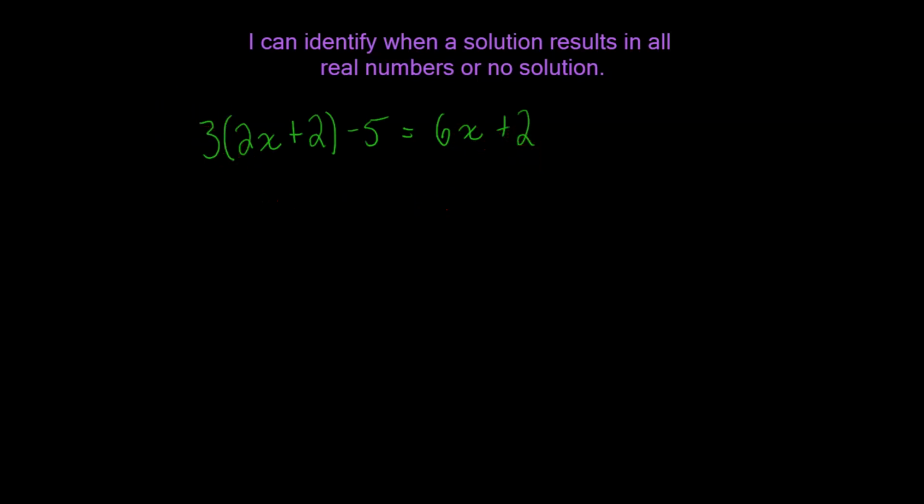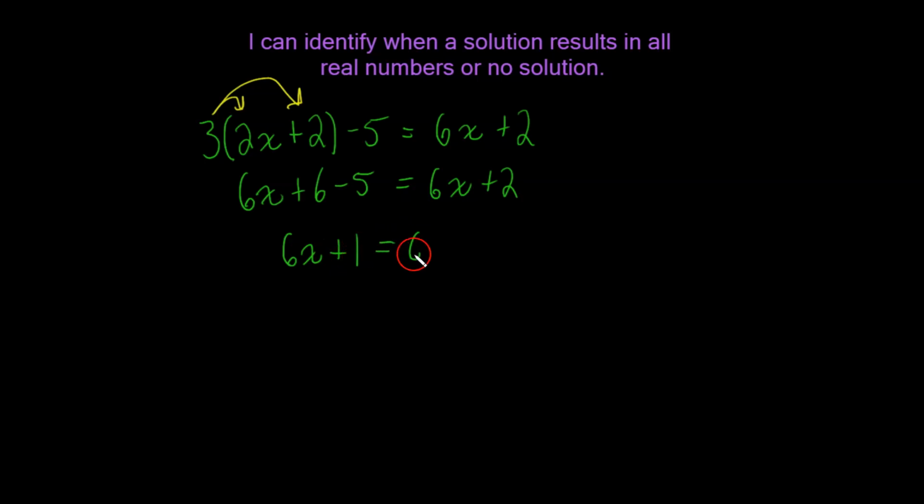So the first thing that we need to do is distribute this 3 into both the 2x as well as the plus 2. So that gives us 6x plus 6 minus 5 equals 6x plus 2. On this left side here we have two constants, so we can combine like terms. So we get 6x, and 6 minus 5 is 1, so it's a positive 1. So 6x plus 1 equals 6x plus 2. And technically we could stop here and we'll come back to that, but I'm going to keep going.